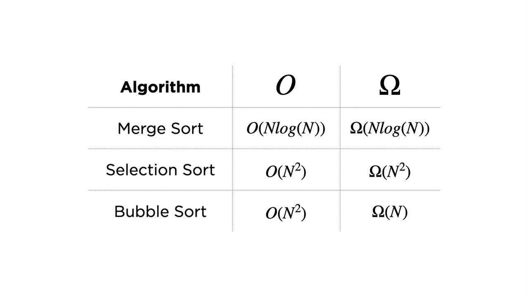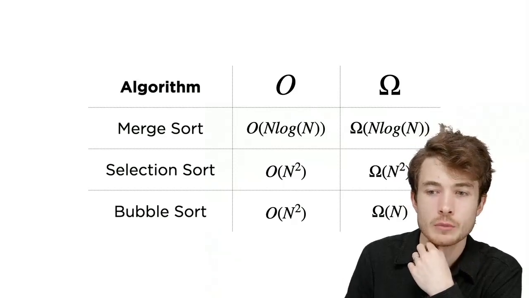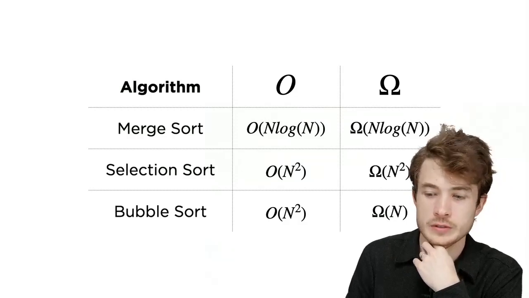Now this is faster than selection sort and bubble sort. So we'll see selection sort here, it was big O of n squared, and bubble sort was also big O of n squared. Now omega, the omega notation for selection sort, bubble sort, is also omega of n squared, but for bubble sort, omega of n. And so actually, I said earlier that merge sort is faster than these two, but can you think of a scenario where you might actually want to use bubble sort as opposed to merge sort? What scenario would we might want to use bubble sort instead of merge sort?